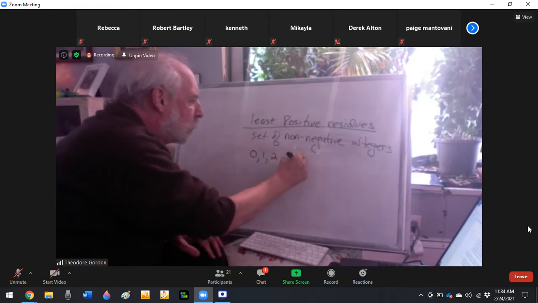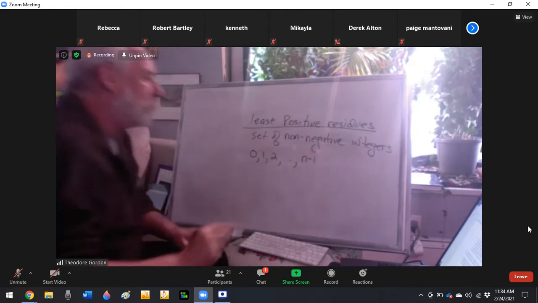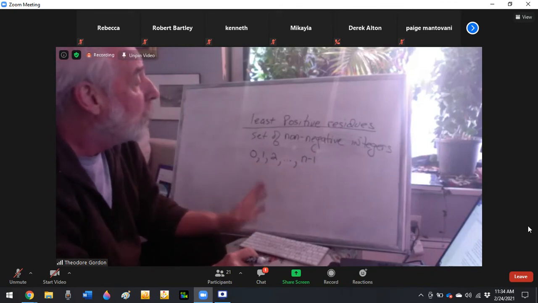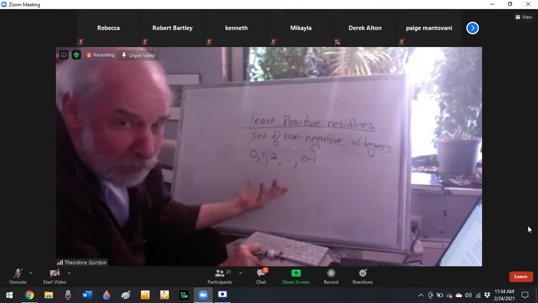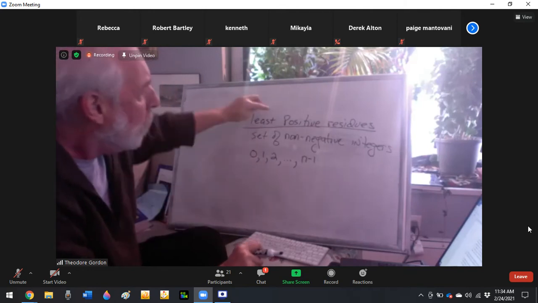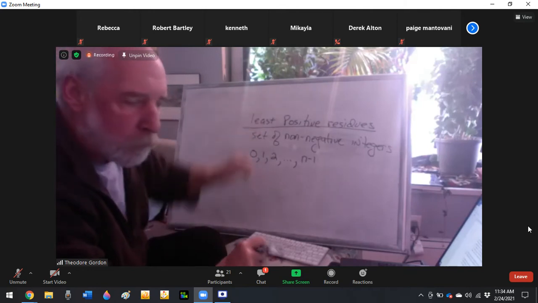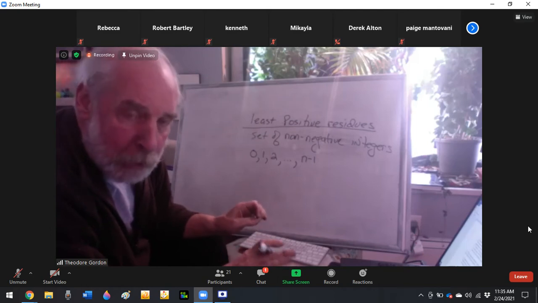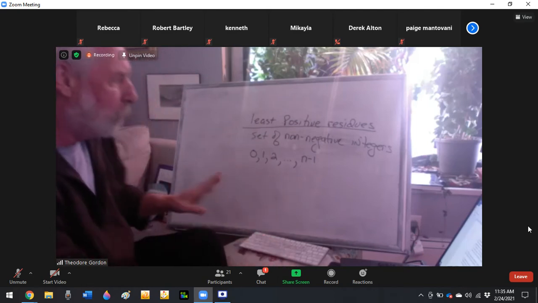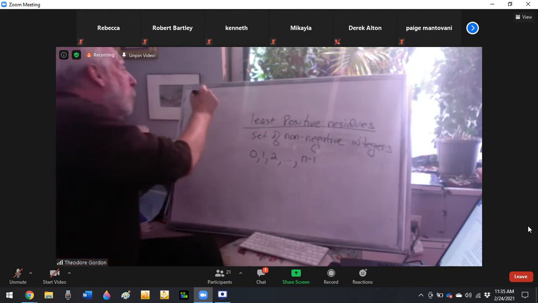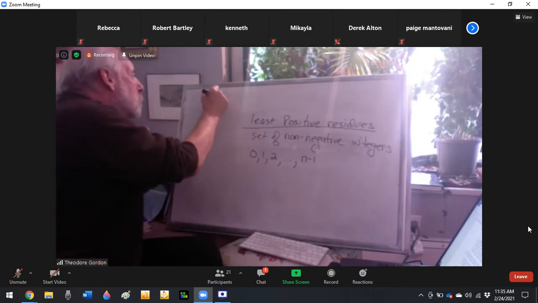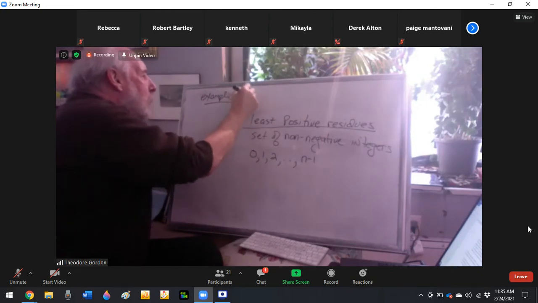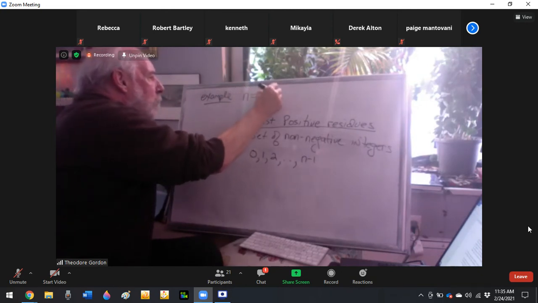all the way up to n minus 1, where n is the modulus. In other words, that's the fancy way of saying it. The least positive integers are the remainders you get when you divide a by n. So I'm going to give you an example of that. For example, let's let n equal 6. This is the modulus.